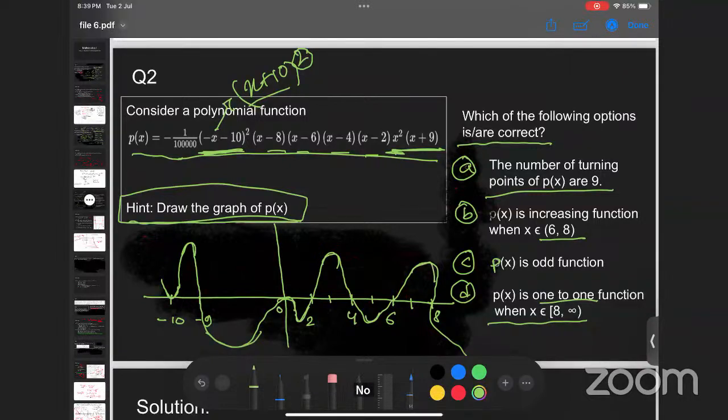Can you use another color to show the turning points? Sure. So this is 1 turning point, this is 2nd, this is the 3rd one, 4th one, 5th one, 6th, 7th, and 8th. So we have 8 turning points, right? Yes, ma'am.